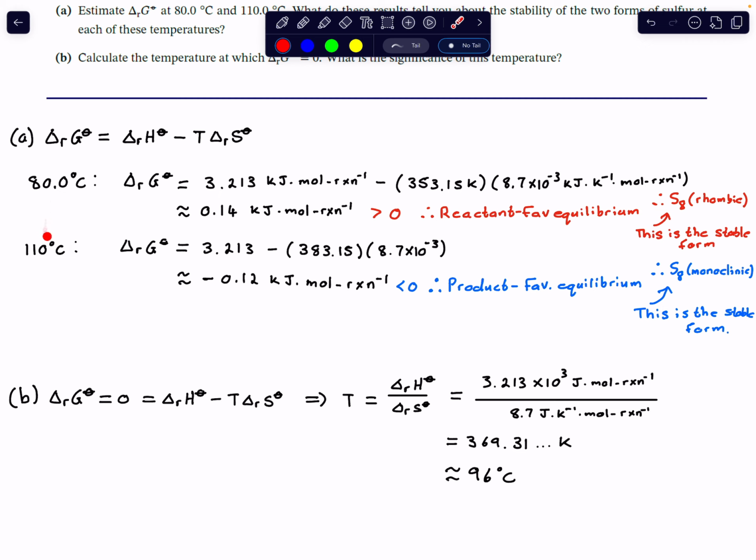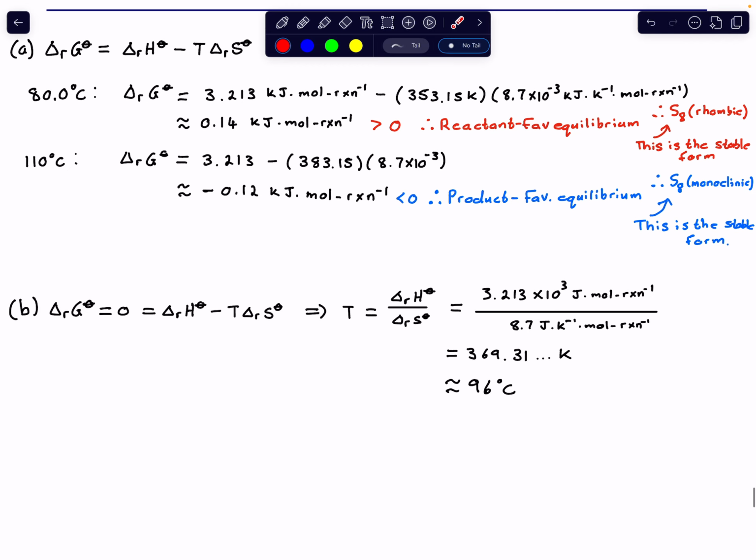It is exactly in between 80 and 110 degrees Celsius. Right? It's almost exactly in between them. And that gives us the so-called phase transition temperature, because it's the temperature where the rhombic form is the stable form, to where the monoclinic is the stable form. So meaning it's the temperature where the one form switches to the other form. And we know that as the phase transition temperature.